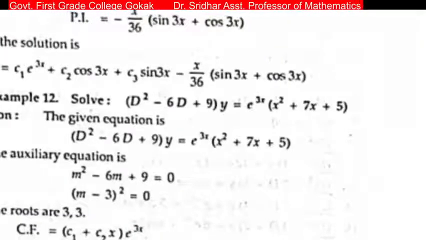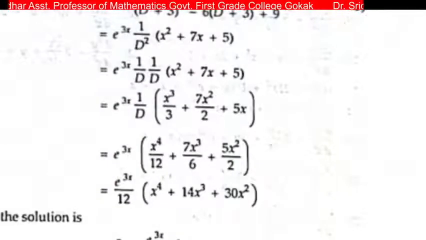We find first, which gives two roots 3, 3. Write the general solution when the two roots are repeated. So (c1 + c2 x) e^(3x). Again find the particular integral: 1 divided by (D² + 6D + 9) e^(3x)(x² + 7x + 5).